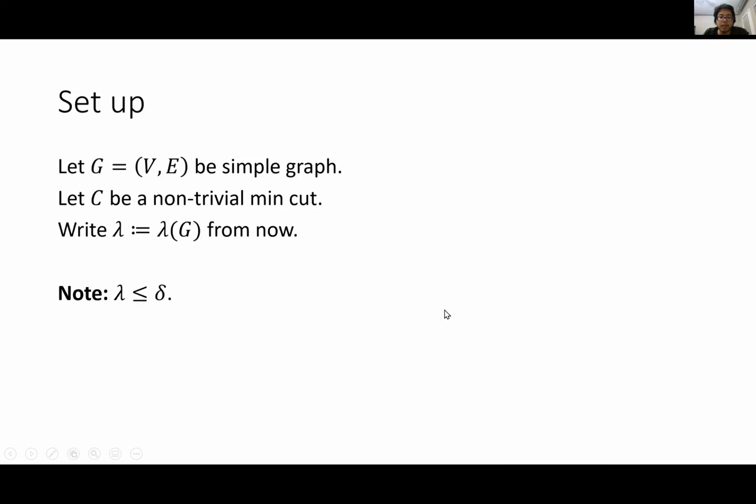So let's try to compute this G prime. Now the setup is this. You have a graph G, a simple graph, and let C be a non-trivial min cut. And I write lambda as lambda G from now. Note again that lambda is at most delta, the min degree.